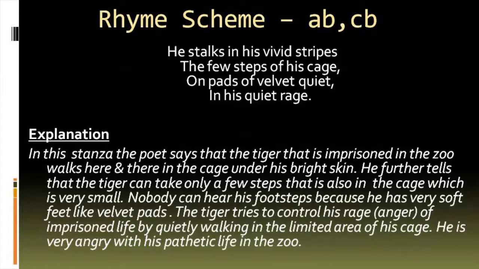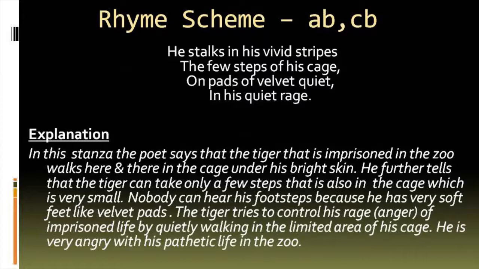Very first, we have rhyme scheme ABCB. That means the last words of every line are giving the same kind of sound. When the sound, or the rhythm, or you can say the pronunciation, is giving the same kind of sound, that we call rhyme scheme. In this first stanza, we have stripes, and next we have cage, next we have quiet, and next we have rage.